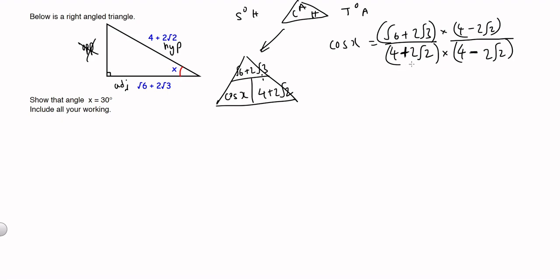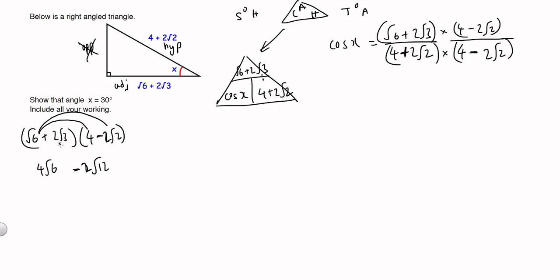So I need to expand the brackets on the top. Got double brackets on the top, double brackets at the bottom. I need to expand them separately. Let's start off with the top one. Root 6 times 4, 4 times root 6 is 4 root 6. Root 6 times negative 2 root 2 would be negative 2 root 12. Remember, root 6 times root 2 is root 12, and the negative 2 just stays there.